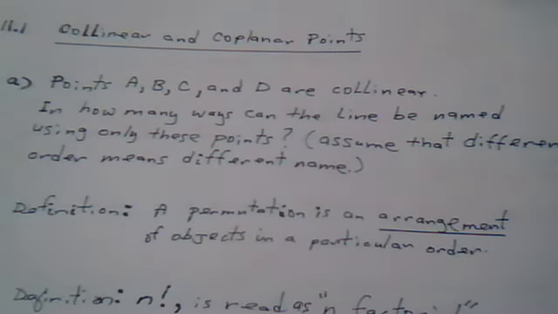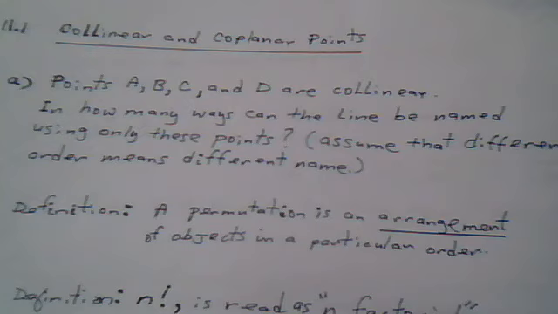Collinear and coplanar points. Collinear points are on the same line. Coplanar points are on the same plane. Question A. Points A, B, C, and D are collinear. In how many ways can the line be named using only these points?